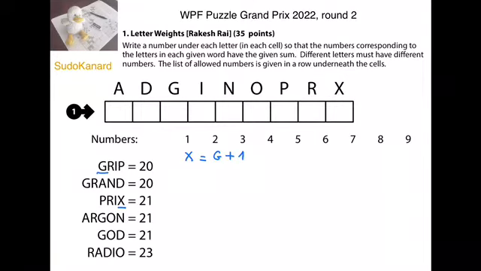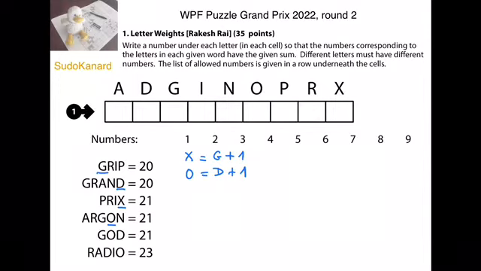Next, we have something similar with Grant and Argon. Namely, only one letter differs, and this is D in Grant and O in Argon. The difference is 1, so there again, O is equal to D plus 1. Another pair of consecutive digits.